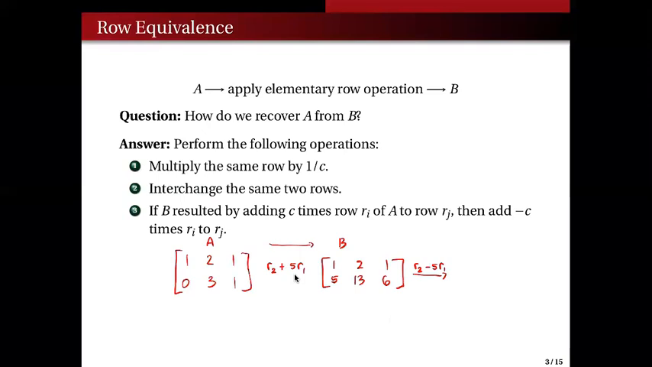So if we do this, let us see. Again, row 1 is fixed, so we still have 1, 2, 1. For row 2, we have 5 minus 5 times 1. So that becomes 5 minus 5, this is 0. And then in here, we have 13 minus 5 times 2. So 13 minus 10, that's 3. And then 6 minus 5 times 1. So 6 minus 5, that's 1. So notice you get A again.